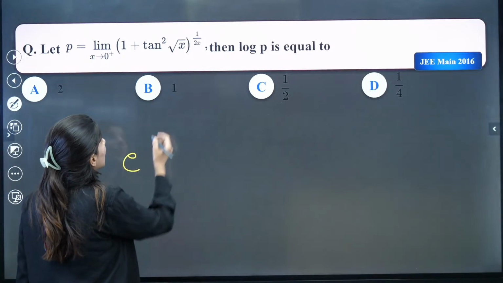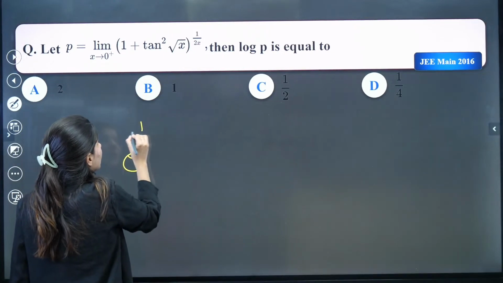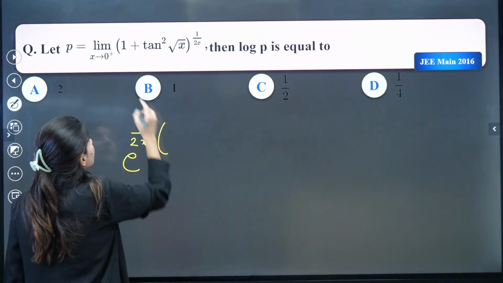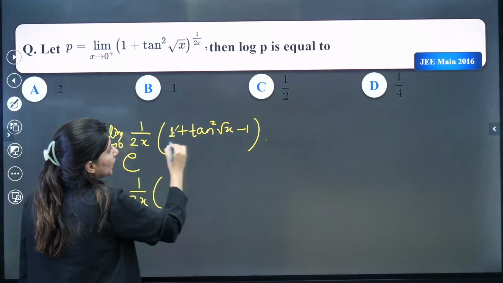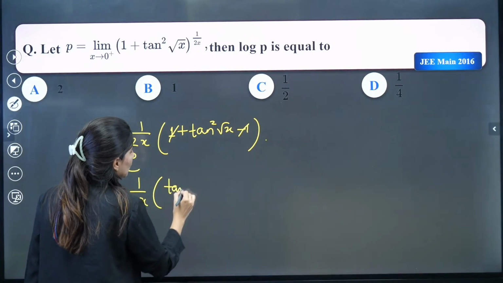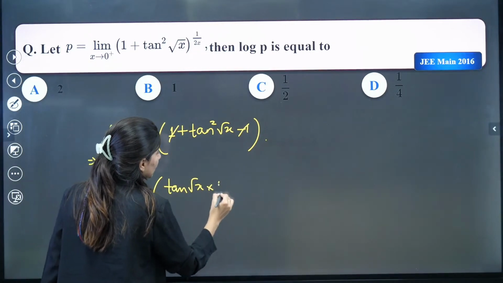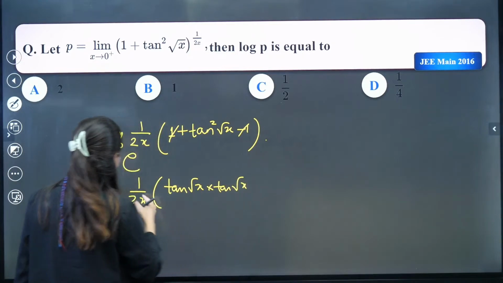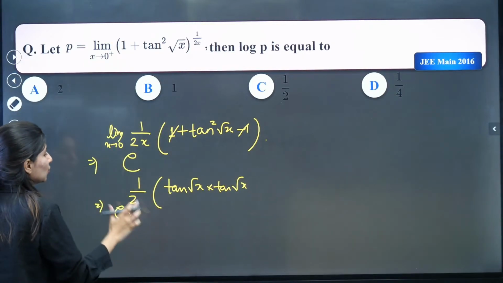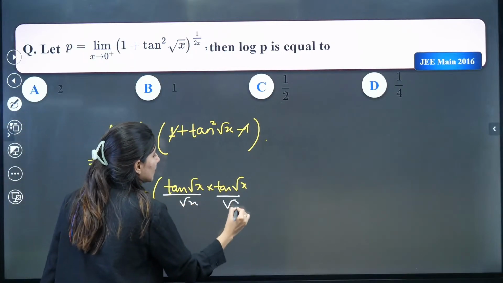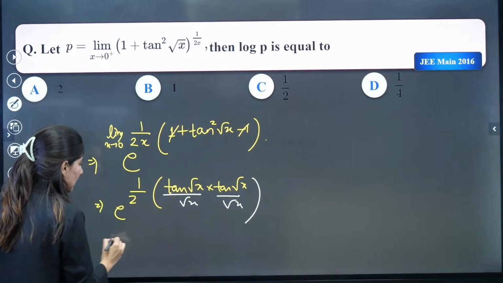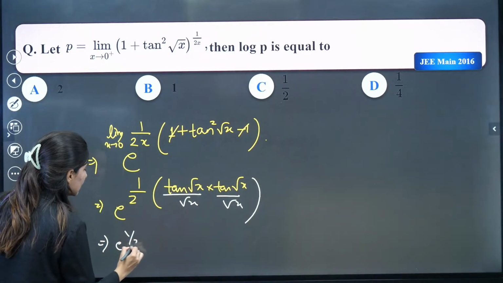So e raised to power, this power will come over here, 1 upon 2x. And this is it. So this is e raised to power 1 upon 2x, 1 getting cancelled out. So this is tan root x into tan root x. And can you see this x can be split into two values? x can be written as root x, root x. So tan root x both are 1. So this is e raised to power half is the correct answer.